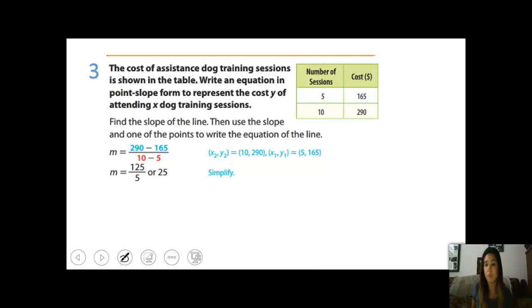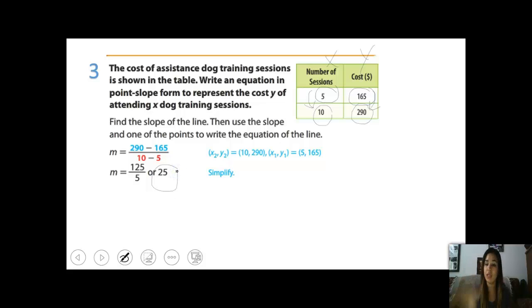In our last example, we have a table, and they want us to write an equation from this table. Well, we've already learned that. You could find the difference in my y's over the difference of my x's, or in this example, they did the slope formula. So they did 290 minus 165, and then 10 minus 5, because remember, this is my x and this is my y. So they got a slope of 25.